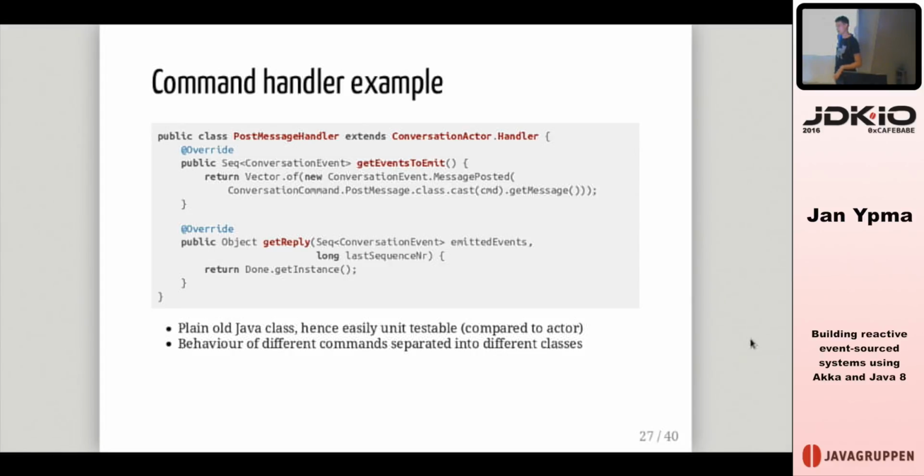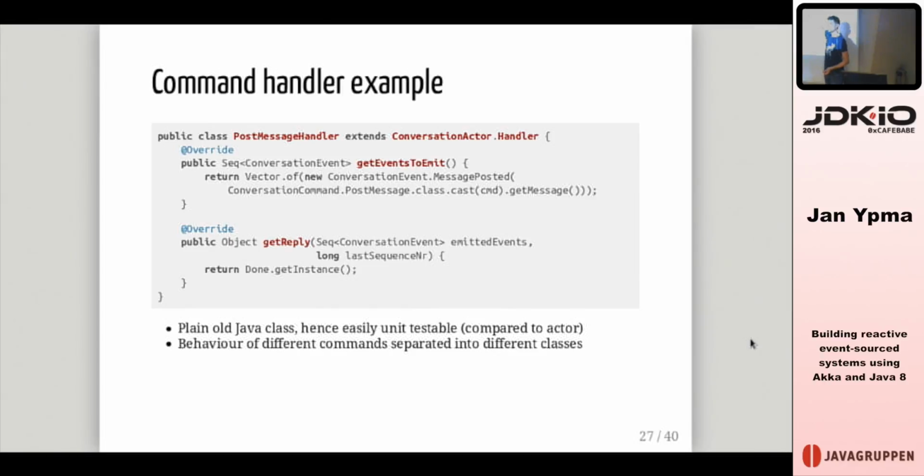Yeah. So here's an example of it. But typically, the only thing that you implement is, okay, if I get a command of this type, in this case, the post message command, what events am I actually going to emit? Which again is an immutable sequence of conversation events. It could be nothing, that's also fine, but it could be one or more events. And what reply should I send back to the sender as part of my protocol?